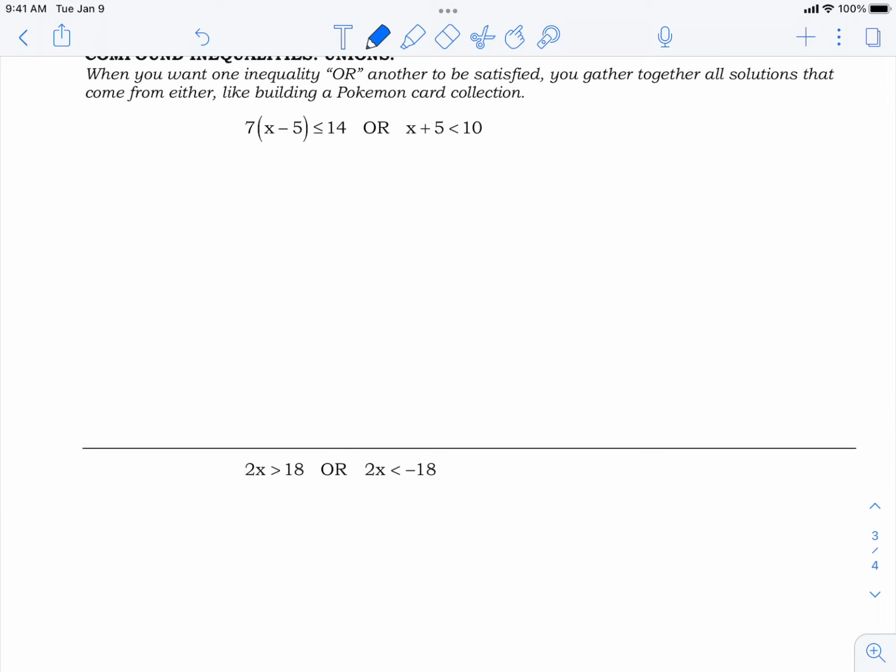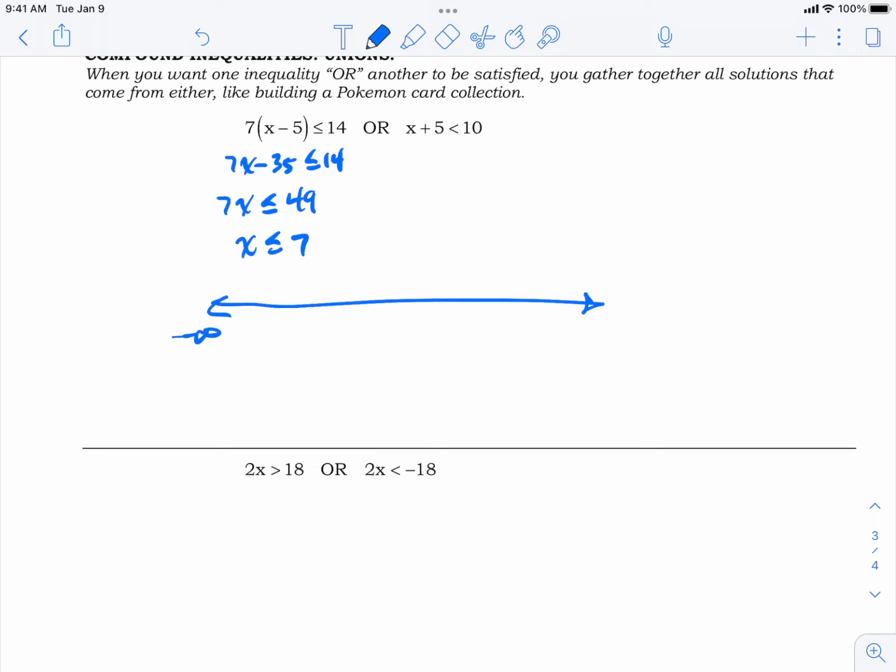Let's solve this one. Got some distributing to do. 7x minus 35 is less than or equal to 14. If I add 35 to both sides, 35 and 14 is going to be 49. If I divide both sides by 7, that's looking like this. Okay, I'm going to start drawing a number line right now. Less than or equal to 7. Well, 7's over here someplace. It says less than or equal, so it's nice and solid. I'm going to draw it a little bit off so it's easier to see. Less than or equal to 7 means all that stuff going that way.